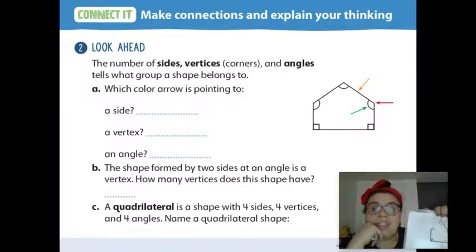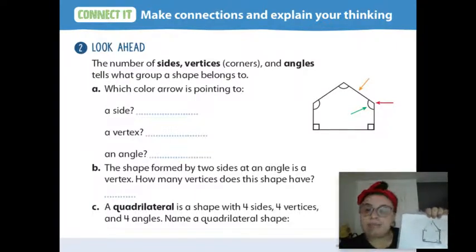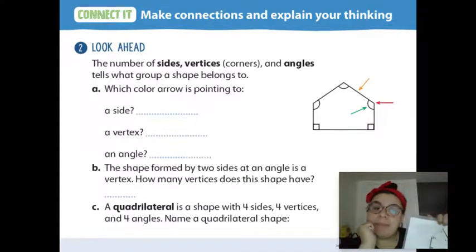How many vertices does this shape have? And we don't know the name of this shape, so you can say, this shape has blank vertices. Go ahead and pause the video if you need to catch up.